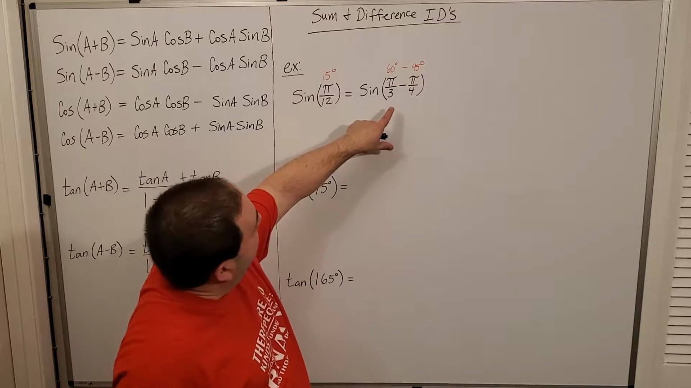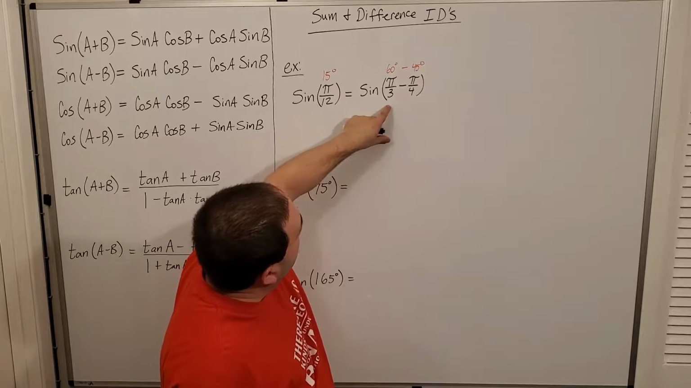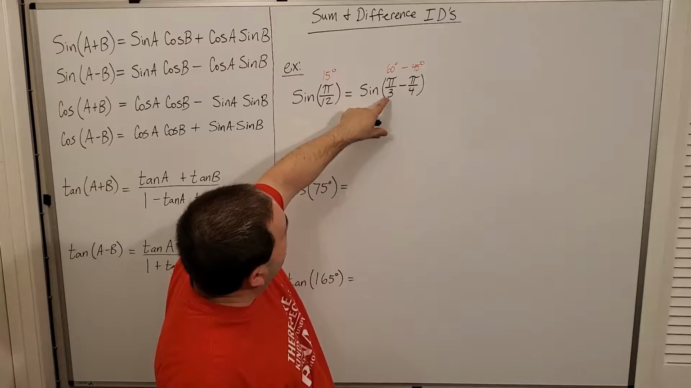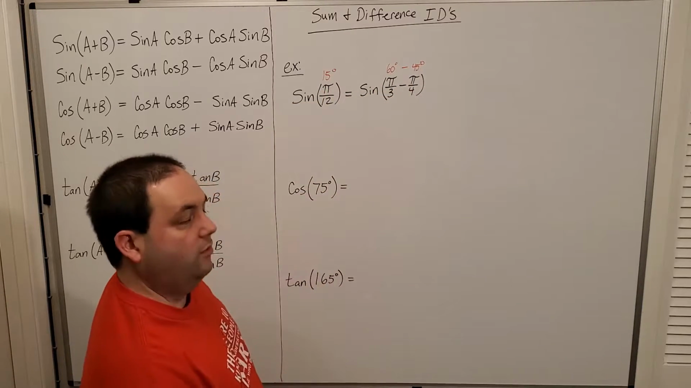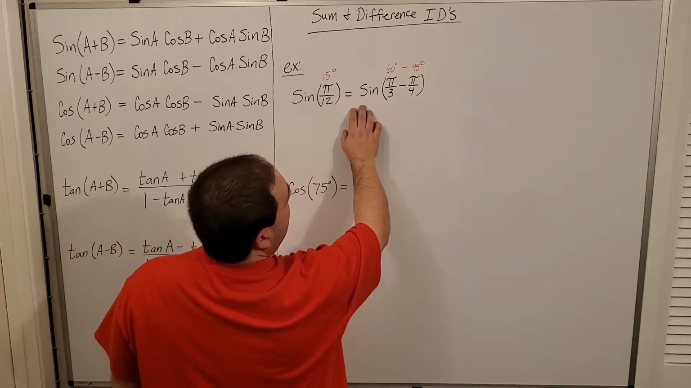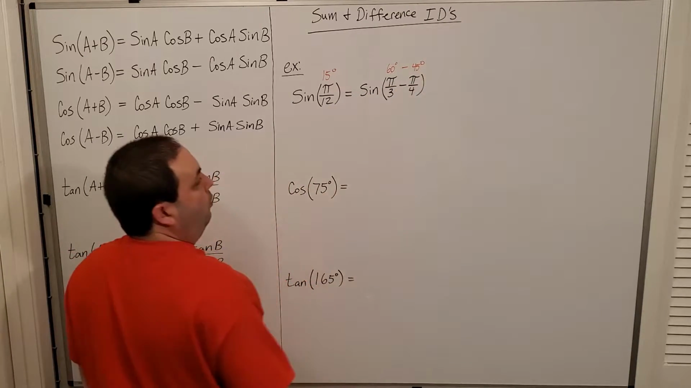Right? And you can even see it from the common denominator here. 3 and 4, common denominator is 12. That would give me 4/12 minus 3/12, which is 1/12. So I'm going to be doing the sine of pi over 3 minus pi over 4.